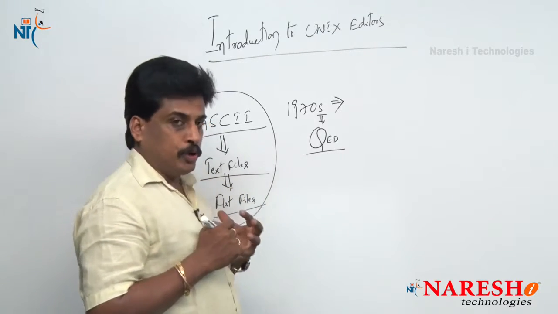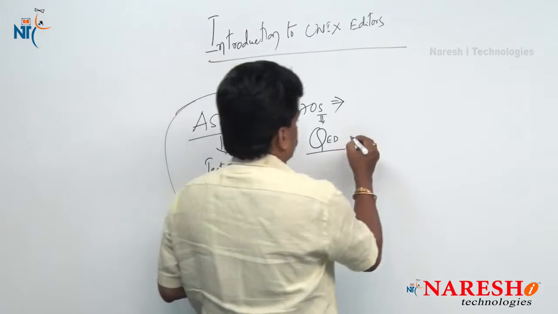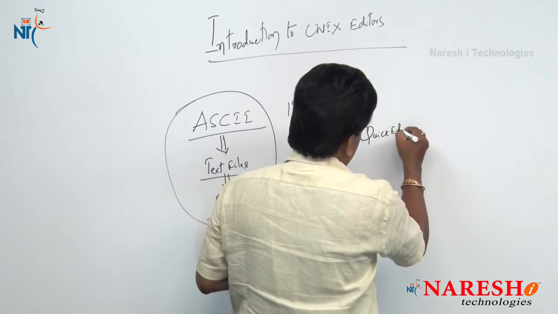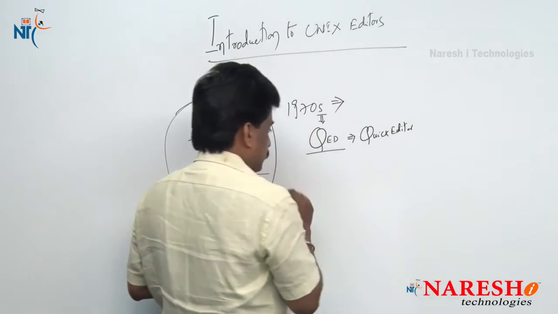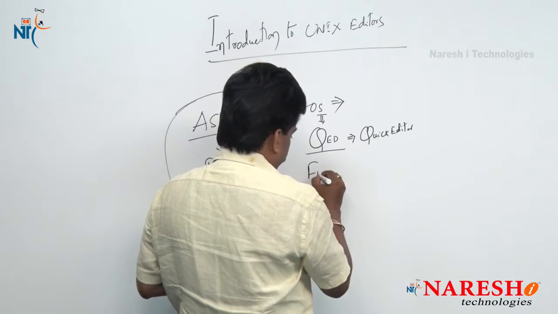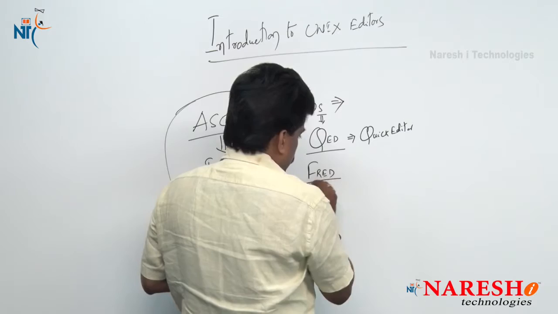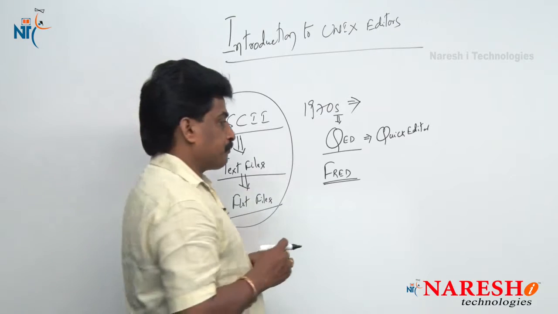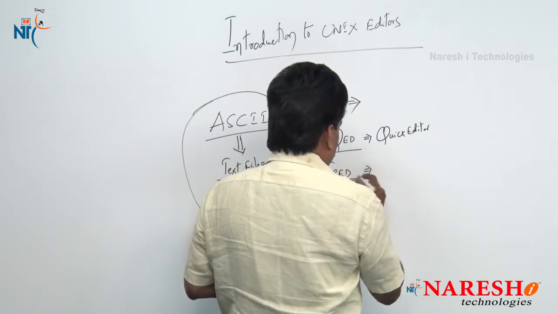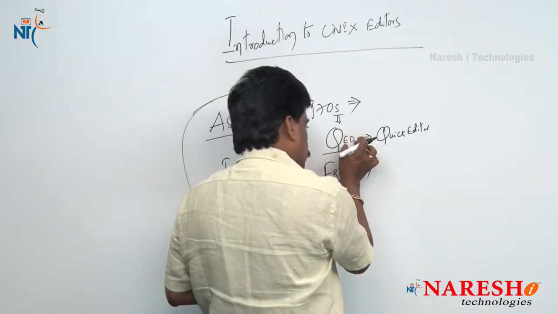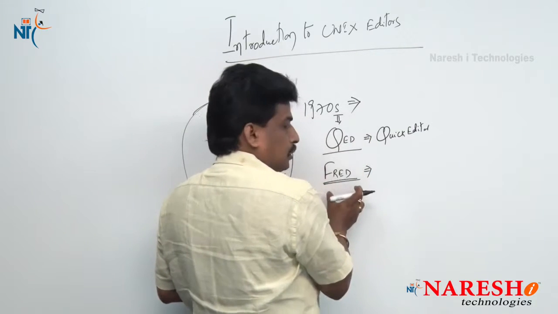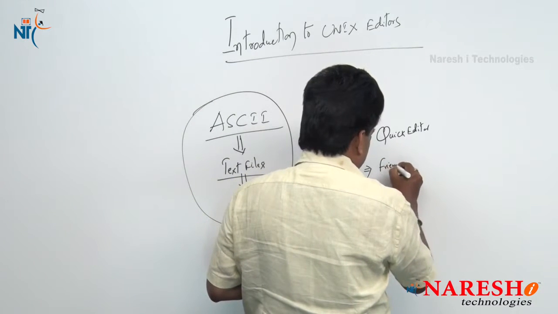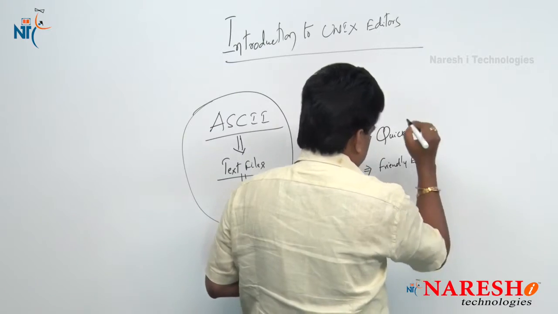Later he found some loopholes in Quick Editor. Then he renamed QUED to FRED. FRED is popularly known as friendly editor. Almost all drawbacks available inside QUED were recovered in the form of FRED. It is the friendly editor.